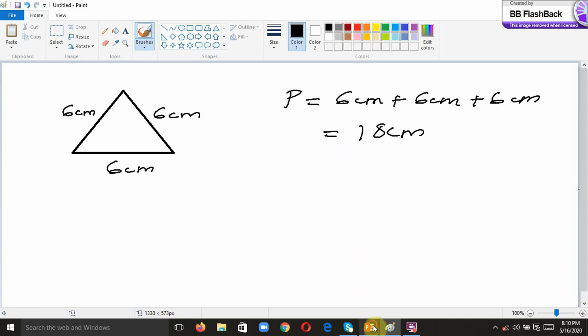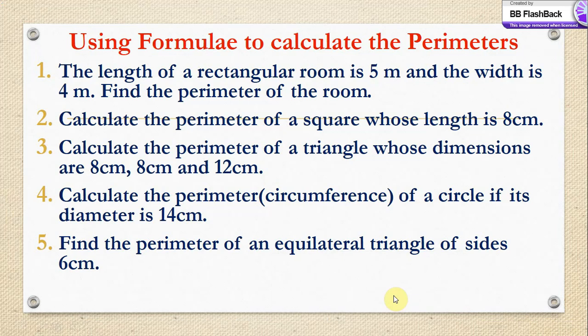So let's go back to the slide. Our second video is on using formula to calculate the perimeter of plane shapes. So in our next video, our third video, we'll be looking at what if you're given the length and the perimeter and you're asked to find the width. You're asked to find one side of a shape. How can we get the other side of a shape if you're given perimeter, or if you're given area?